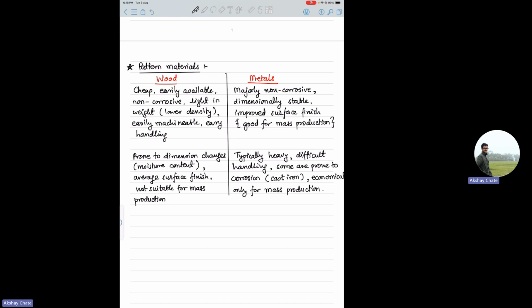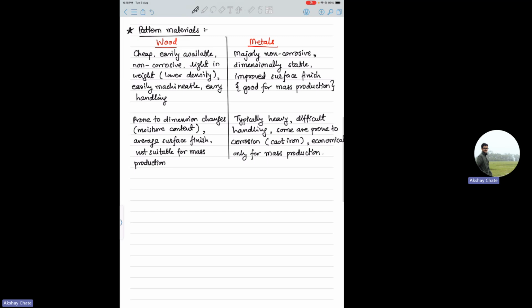Then types of pattern. One is the single piece pattern, which is also called a simple pattern. You know, these are the easiest to make. So, types of patterns.